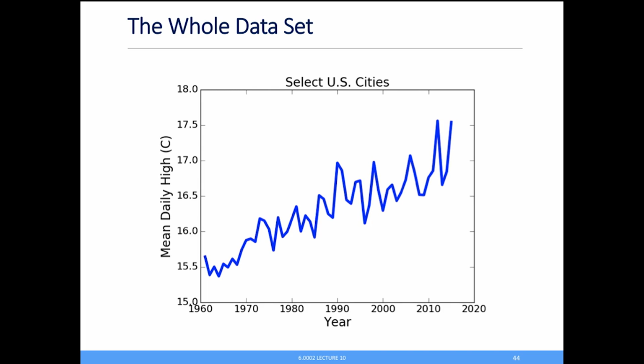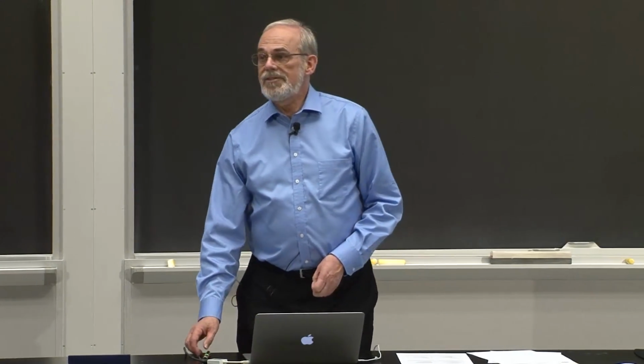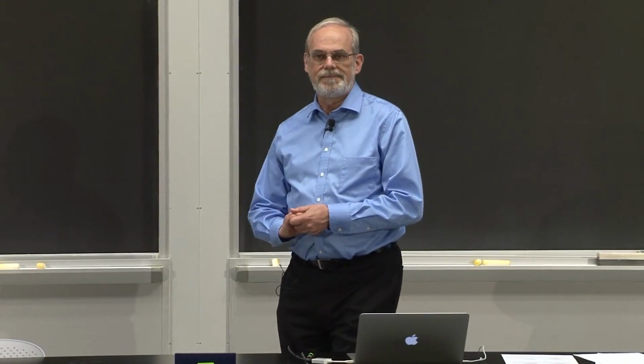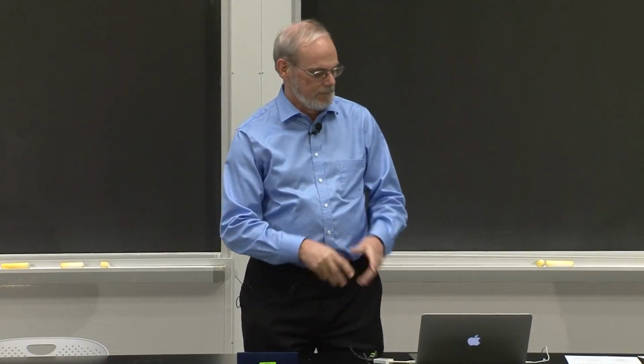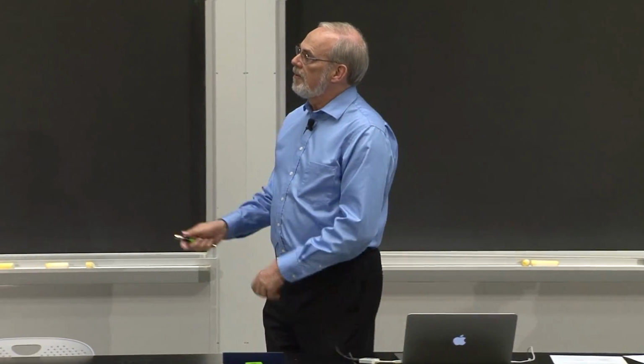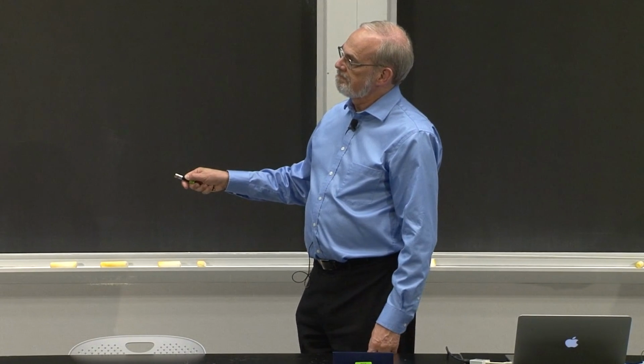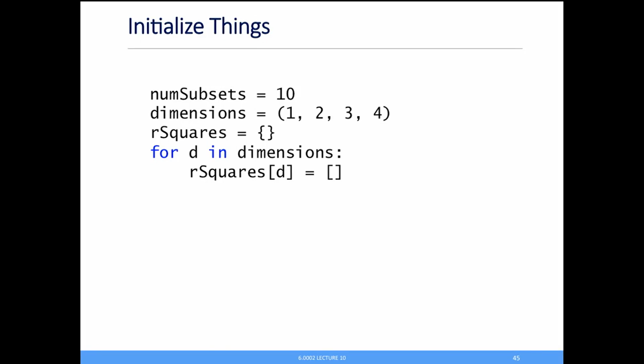So it's changed. Now, the question is, how could I model this? Could I actually get a model that would give me a sense of how this is changing? And that's where I'm going to use cross-validation. I'm going to run through a number of trials, 10 trials. I'm going to try and fit 4 different models: linear, quadratic, cubic, quartic. And for each of these dimensions, I'm going to get out a set of R-squared values. So I'm just going to initialize that dictionary with an empty list.